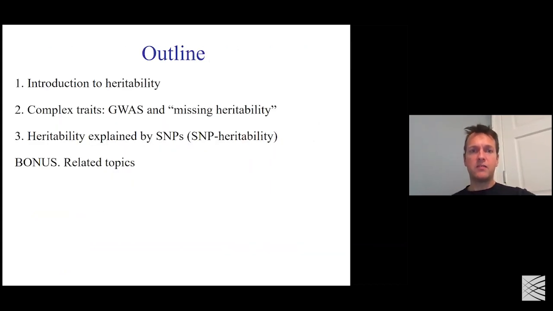So with that in mind, here's an outline of my talk. I'll start with an introduction and a definition of heritability. Then I'll talk about genome-wide association studies and missing heritability, and then we'll delve into this idea of heritability explained by SNPs, also known as SNP heritability. And if we happen to have extra time, there are some extra bonus topics pertaining to heritability that we might have time to scratch the surface on.